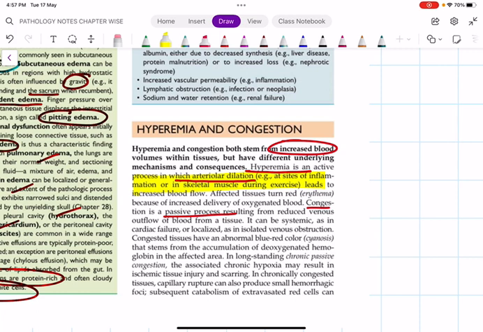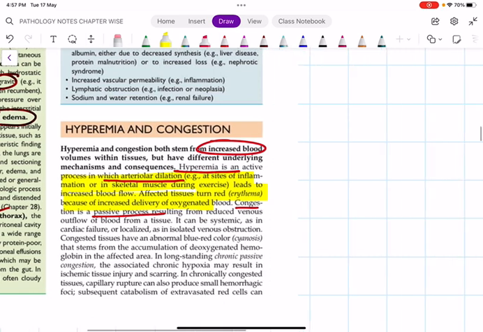As a result of hyperemia, because of increased delivery of oxygenated blood, how will the affected tissues be? The affected tissues will be turning red. Erythema. Erythema is a result of hyperemia. Don't say erythema and hyperemia are the same. Hyperemia is the process. Erythema is what we are going to appreciate. Congestion is a passive process.